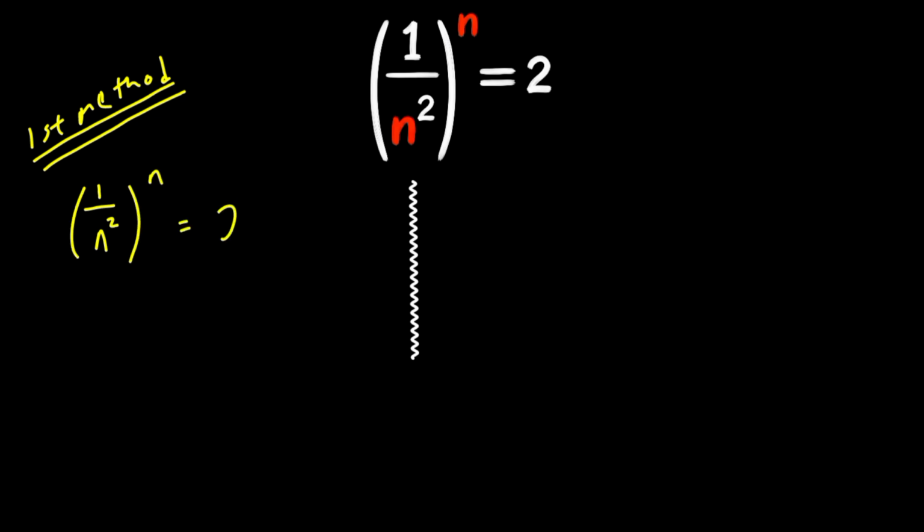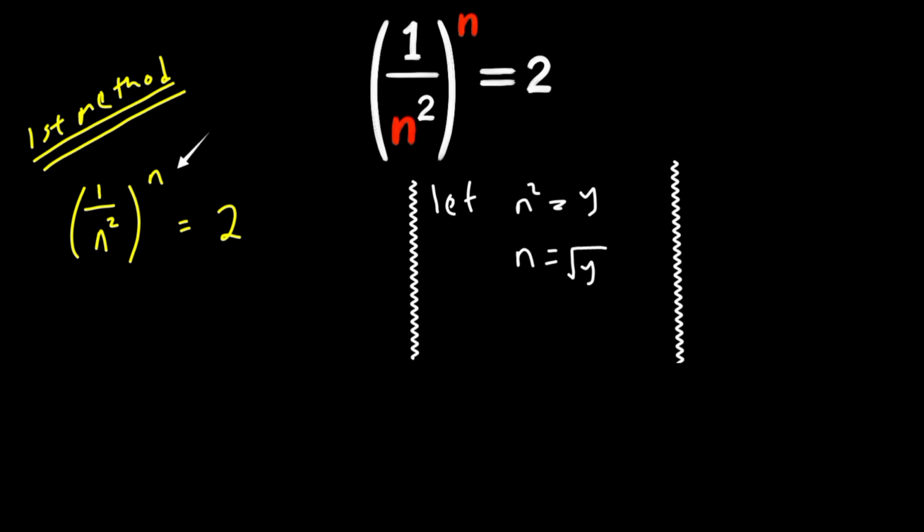So guys, next we're going to be using a very brilliant substitution. We would say let n squared equals y. Then therefore we know that n would be equals square root of y. So let's substitute that into our equation.